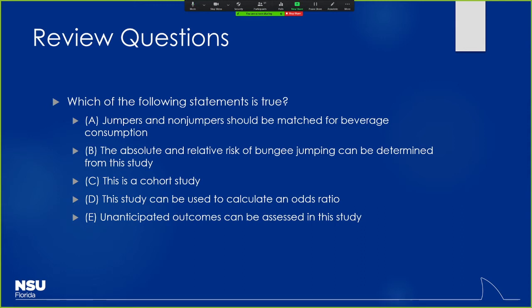So, which of the following statements would you consider to be true here? Jumpers and non-jumpers should be matched for beverage consumption. Absolute and relative risk of bungee jumping can be determined from the study. This is a cohort study. The study can be used to calculate an odds ratio, or unanticipated outcomes can be assessed in this study. What do we think?